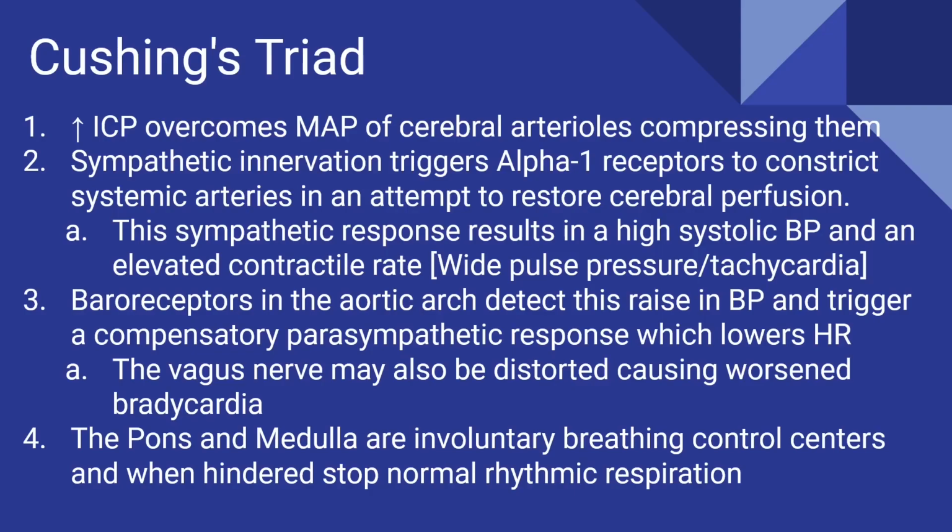Now, if we go back to the idea of supratentorial herniation, if the brain starts getting pressed downwards onto the pons and medulla, a lot of that involuntary breathing goes away. And so we start to see very arrhythmic respirations. So arrhythmic respiration, high systolic blood pressure, and a compensatory bradycardia.